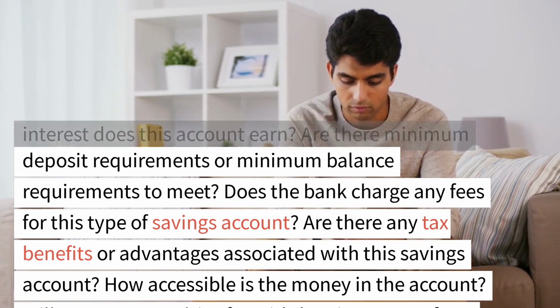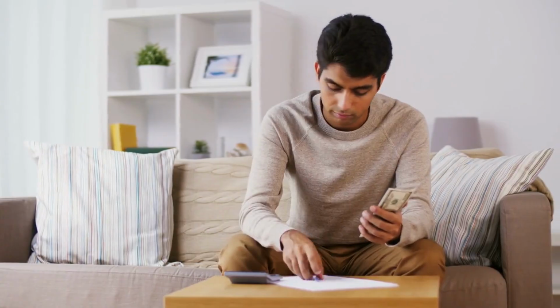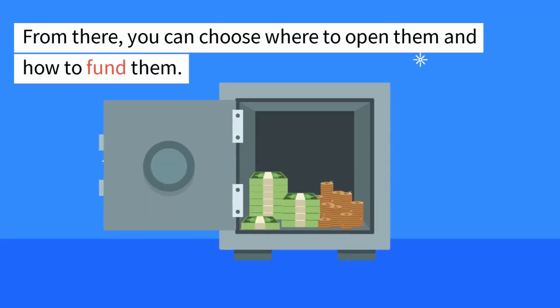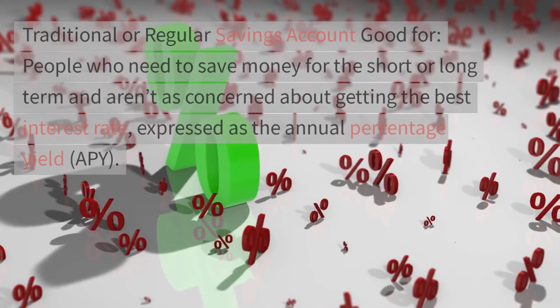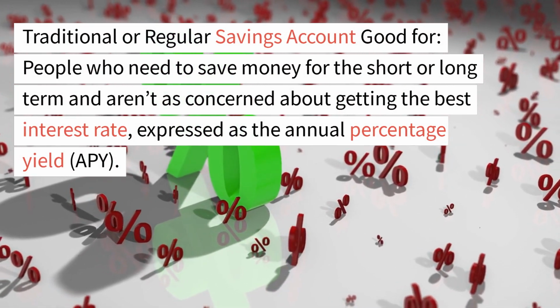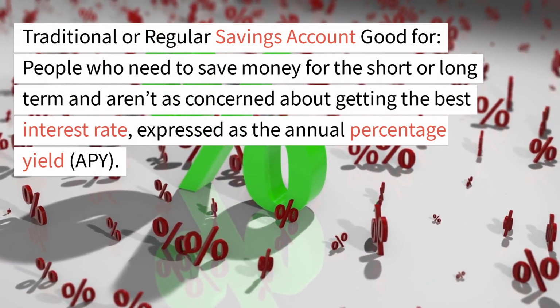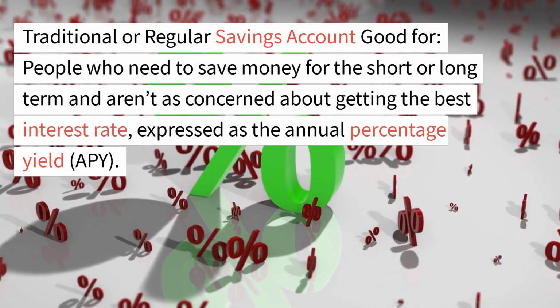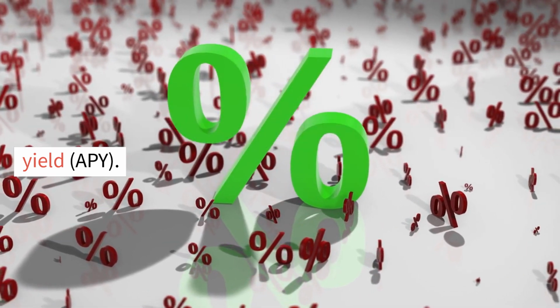Doing this kind of research can help you decide which types of savings accounts to have. From there, you can choose where to open them and how to fund them. 1. Traditional or regular savings account. Good for people who need to save money for the short or long term and aren't as concerned about getting the best interest rate, expressed as the annual percentage yield, APY.